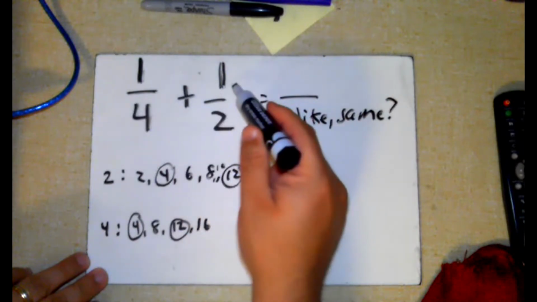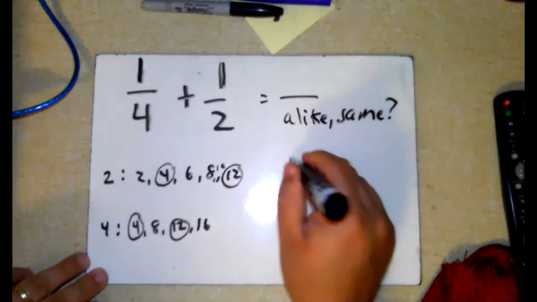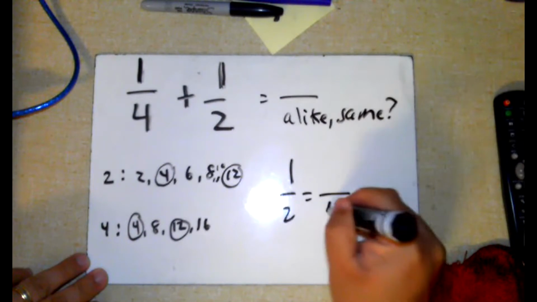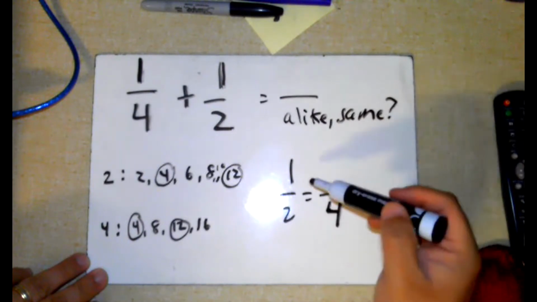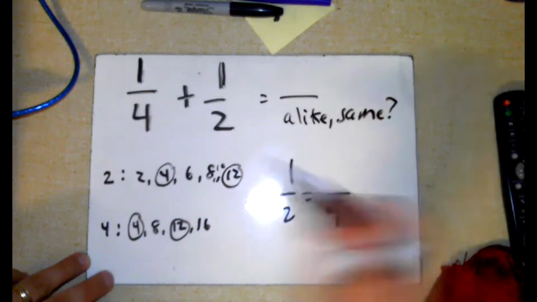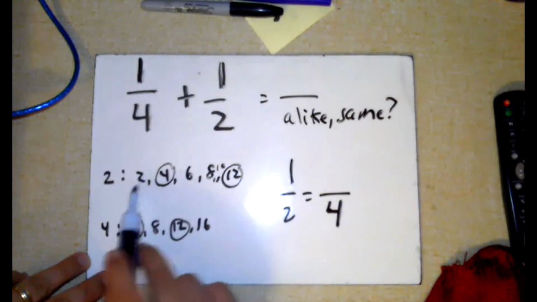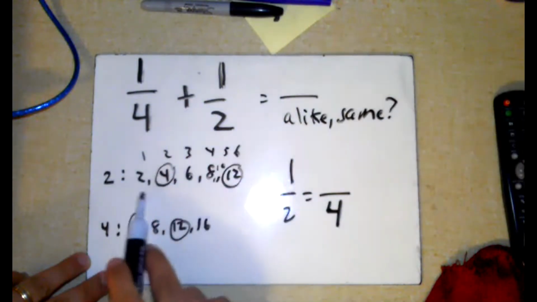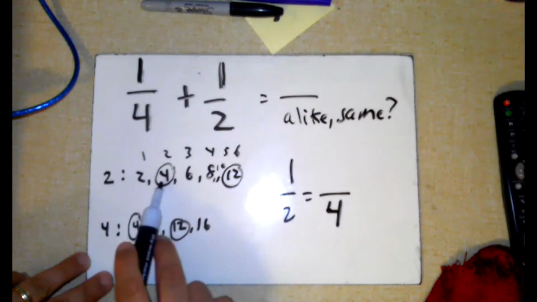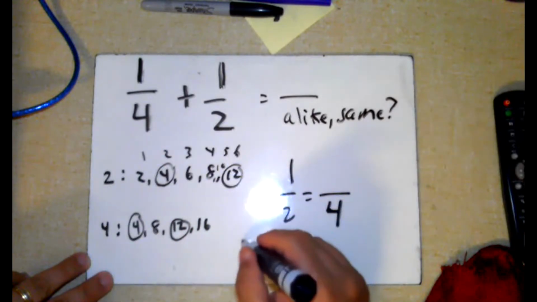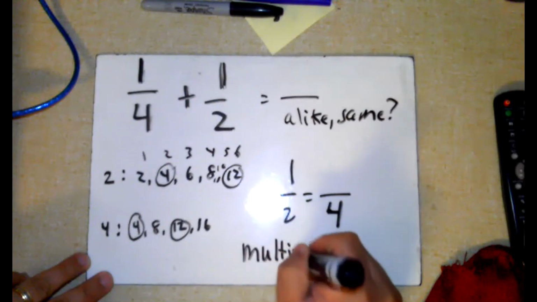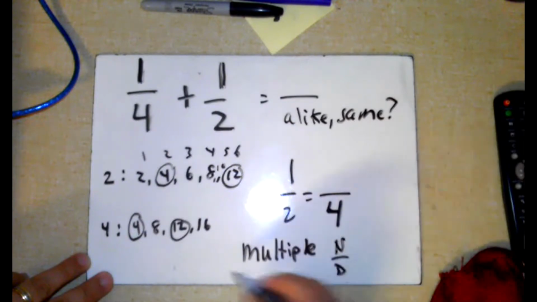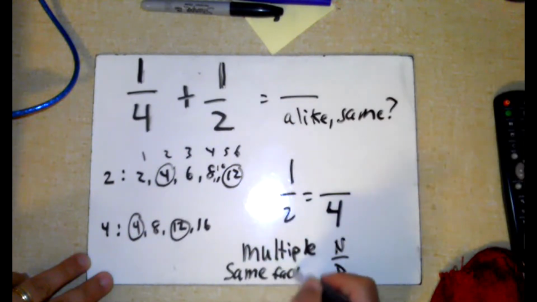We need to find the equivalent fraction of 1/2. So 1/2 equals something fourths. Okay. So what is the equivalent fraction of this one? So let's go back to our multiples. Let's count. Ready? 1, 2, 3, 4, 5, 6. So how do we go from 2 to a 4? In this case, we need to multiply. We need to multiply the numerator and denominator by the same factor.